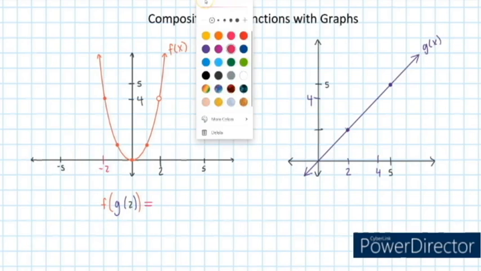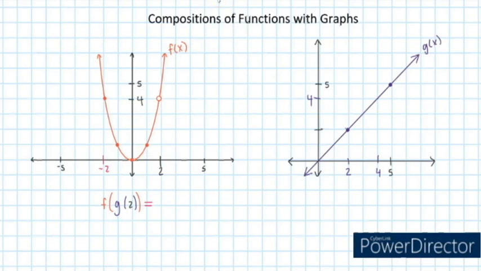Okay, so what's the inside function? Well, the inside function is g of x, but specifically g of x when x is equal to 2. So let's find that first. Let's find the inside function evaluated at the specific number 2. Let's use this purple graph for g of x to help us out. So when x is equal to 2, what's g of x equal to? Well, that's 2. So g of 2, aka g of x when x equals 2, is 2. So g of 2 equals 2.